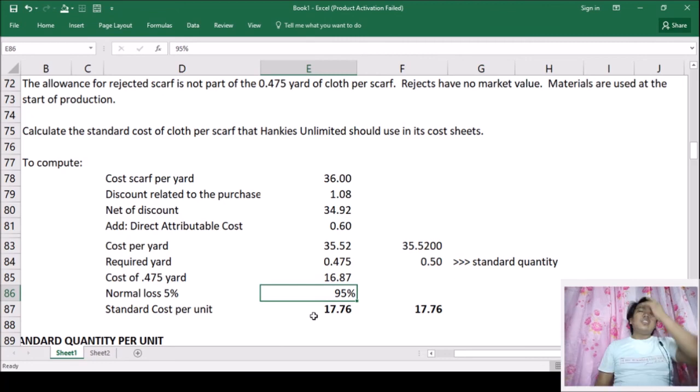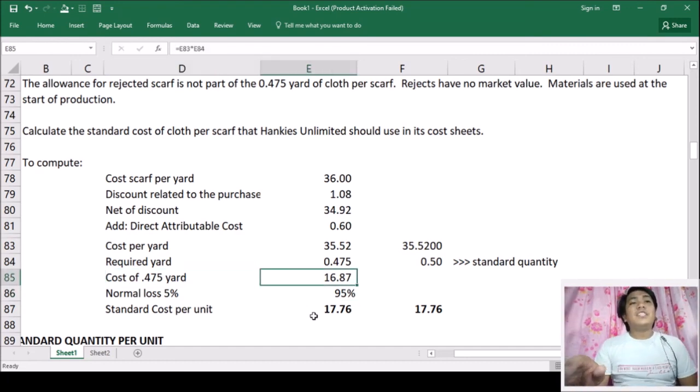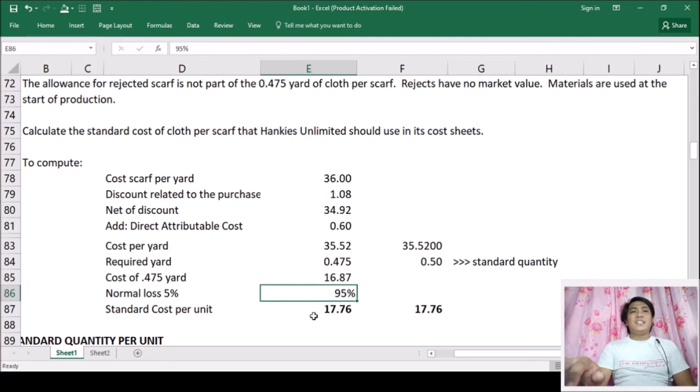Bakit minultiply mo, sir, yung 35.52 sa 0.475? Take note, the cost per yard, the cost provided is in a yard basis. Yung required lang sa bawat unit is 0.475 lang. Okay? At yung 0.475 does not include the rejected portion or the rejected scarf. Okay? So, the value is 16.87. Cost of 0.475 yard, 16.87.